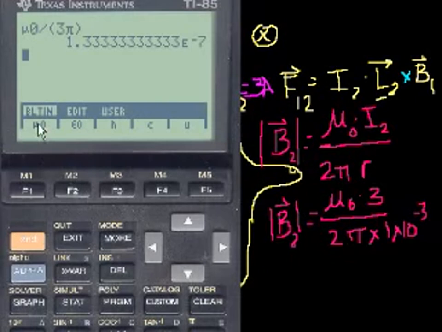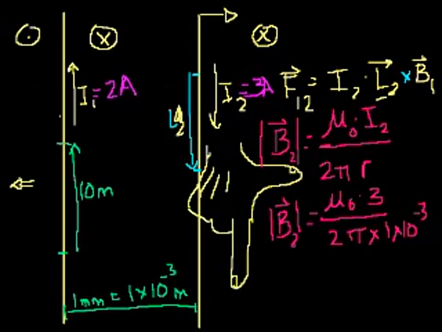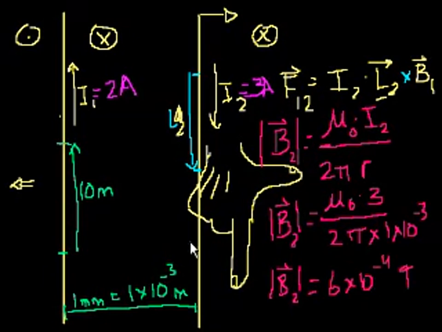We already have the permeability of a vacuum there, so let's write that down. Permeability of a vacuum times 3 divided by 2 pi times 1e minus 3. And I get, the answer will be in Teslas, 6e minus 4 Teslas. So the magnitude of the magnetic field there, created by current 2, is equal to 6 times 10 to the minus 4 Teslas. Now, what's the direction of that magnetic field?